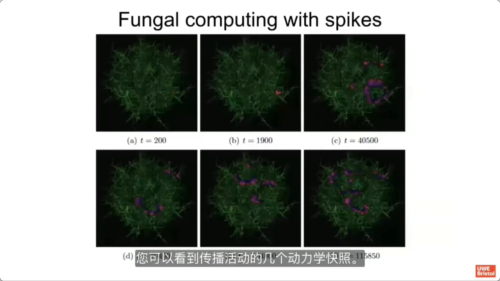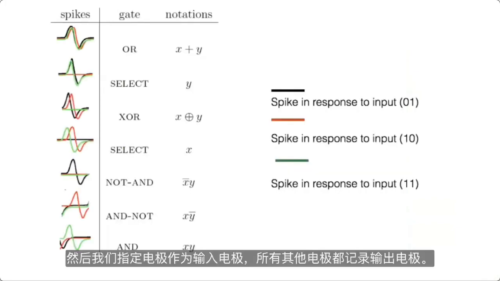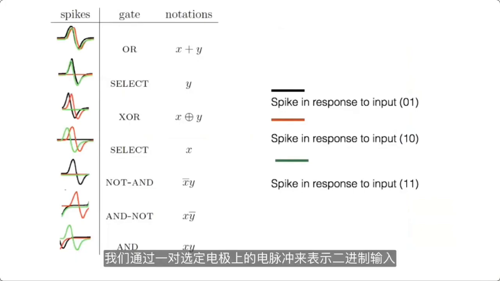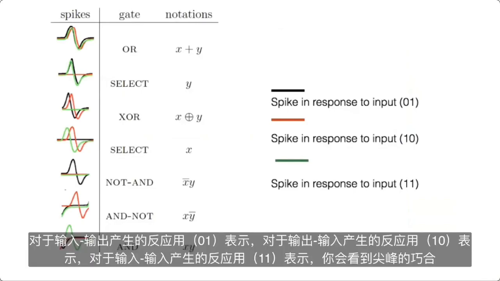On the plot, you can see several snapshots of the propagating activity. Then we assigned 2 electrodes as input electrodes, and all other electrodes were recording output electrodes. And we stimulated the colony with binary strings of 2 bits. String 01 means nothing on one electrode and an impulse on another. 10 is the reverse, and 11 is when impulses are on both electrodes.